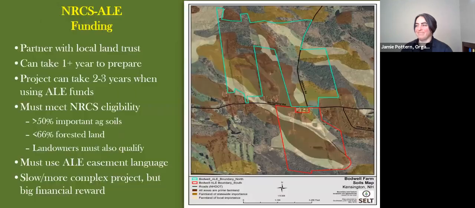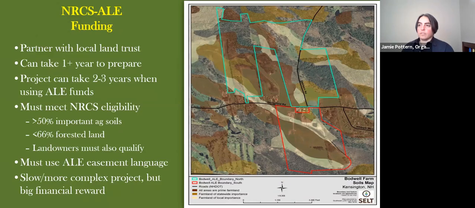So a little bit about NRCS-ALE Funding. This is one of the primary partners and sources of federal funding for farmland protection in New Hampshire. In most cases, you're going to want to partner with a local land trust if you can to secure these funds, because it is quite a hefty application process that can sometimes take up to a year just to prepare the application. Projects over time can often take 2 to 3 years by the time you're done with it.